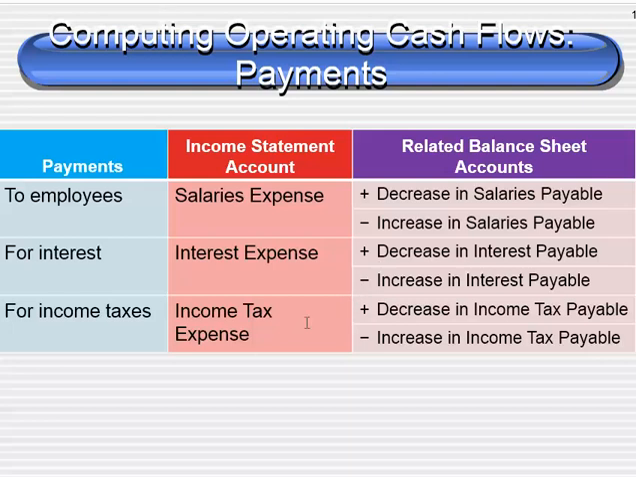And to convert our income tax expense into income taxes paid, income tax expense is adjusted by the computed increase or decrease in income taxes payable. So a decrease in income taxes payable is going to be added to income tax expense, or an increase is going to be subtracted.